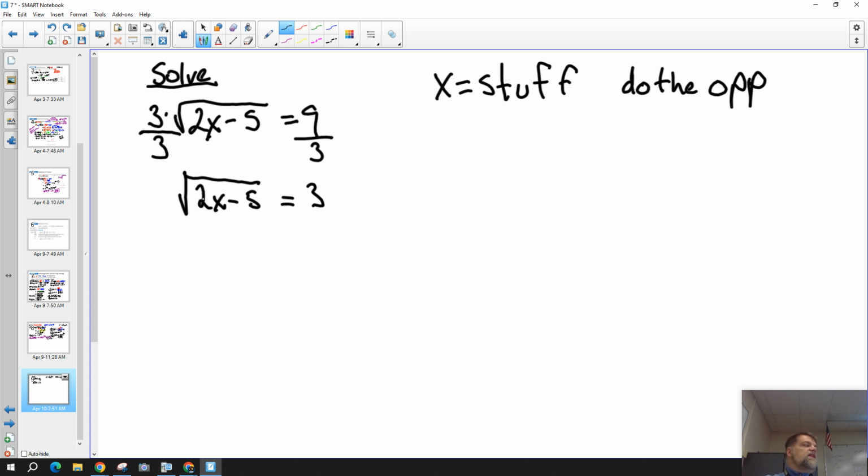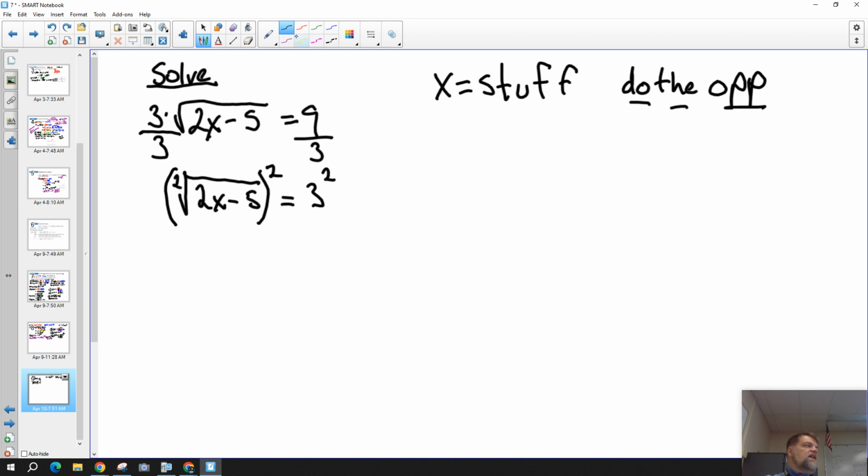So now what would be nice is to get rid of this square root symbol. So how do I get rid of a square root? I square it. Because remember, this is a square root or a second root. And so if I square it, that's how you do the opposite, right? Do the opposite. Well, whatever I do on one side, I have to do to the other.